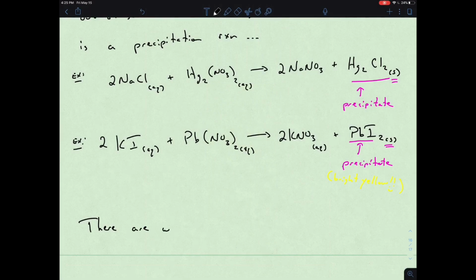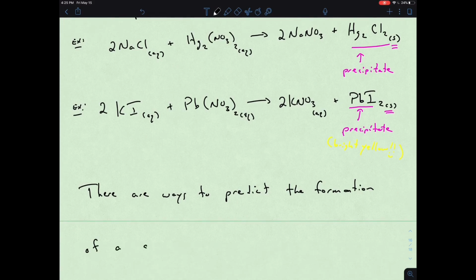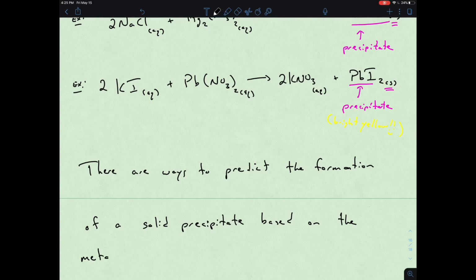There are ways to predict the formation of a solid precipitate. And this is really based on the metal and non-metal or polyatomic combinations.